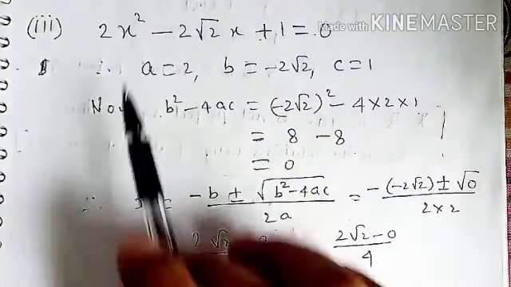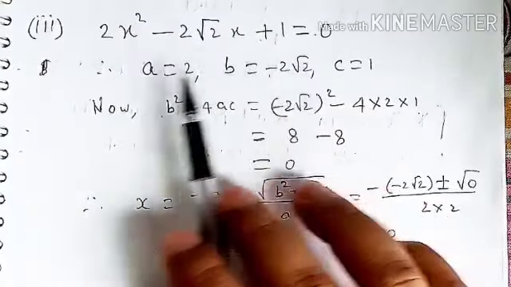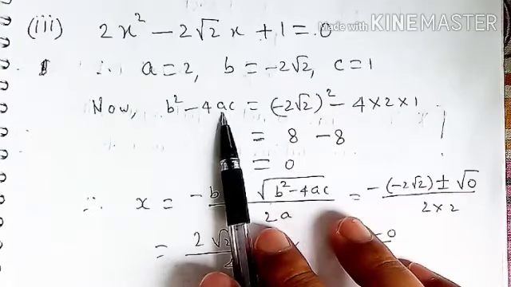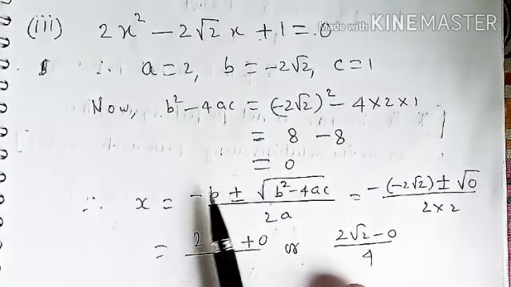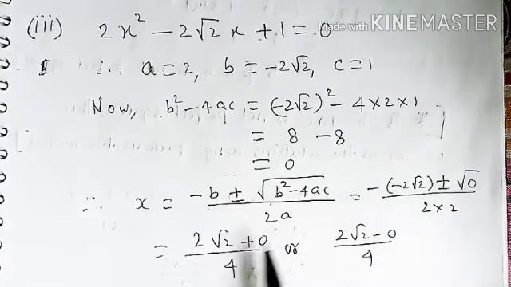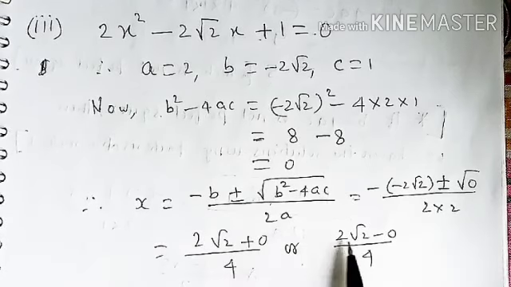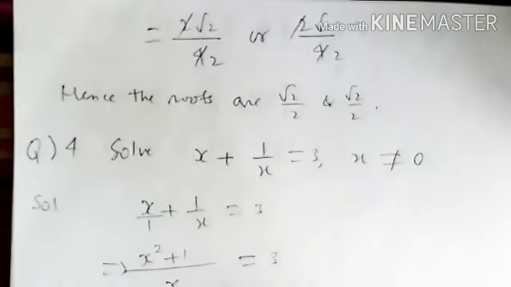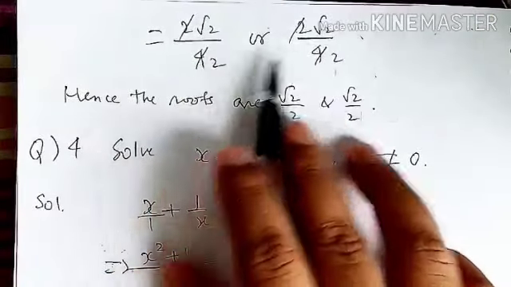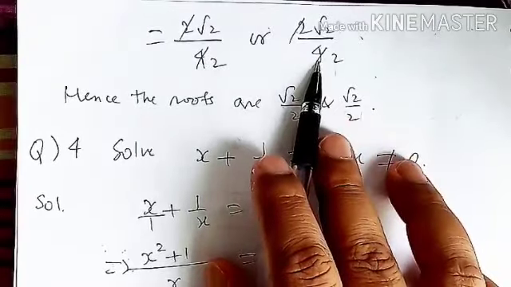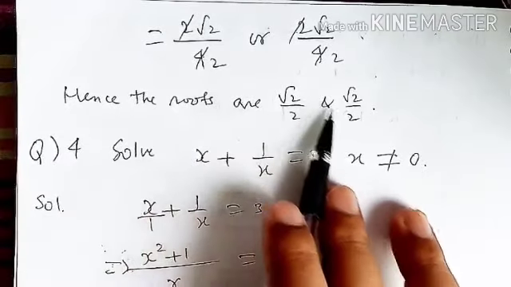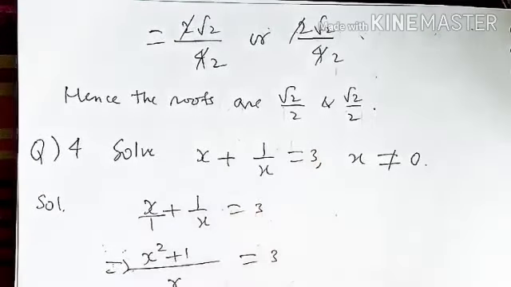Here, 2x square minus 2 root 2 x plus 1 is equal to 0. Therefore, a is equal to 2, b is equal to minus 2 root 2, c is equal to 1. Then we have b square minus 4ac, which is equal to 0. After putting the values of b square minus 4ac and a, we have this one. After calculation, we have 2 root 2 plus 0 by 4, 2 root 2 minus 0 by 4. So 2 root 2 plus 0 is 2 root 2, so 2 root 2 by 4, or 2 root 2 minus 0 is 2 root 2, so 2 root 2 by 4. We have root 2 by 2. Here repeated roots occur. Hence the roots are root 2 by 2 and root 2 by 2.